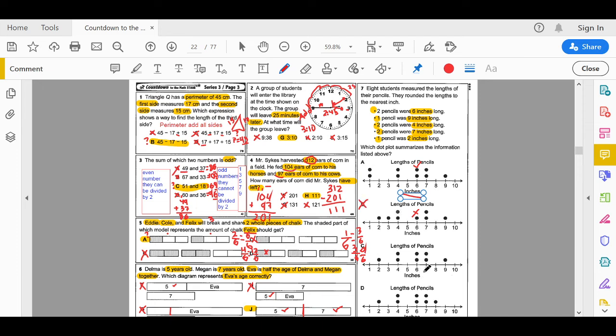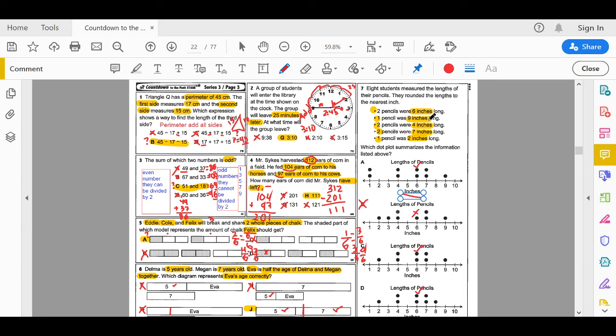Next one, letter C. Number 6 has 2. Maybe it's correct. Letter D. In the 6 inches, it has 2. Maybe it's correct. So we still have 3 options, A, C, and D. Let's go for the next one.